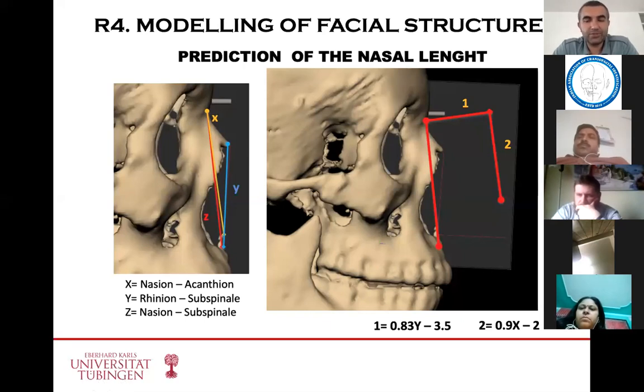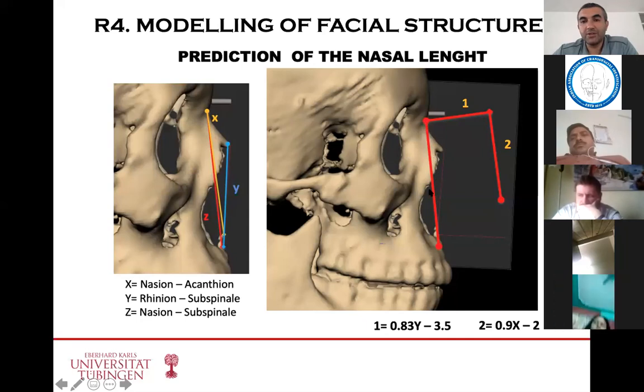When you get these three measurements, you put these numerical data into our regression formulas 1 and 2. Formula 1 provides the number for line one, which should be perpendicular to the nasion, at a 90 degree angle with the nasion-prosthion line. Regression number 2 gives line two, which starts at the end of line 1 and should be parallel to the nasion-prosthion line. And the end of line 2 is the exact location of the end of the nose.